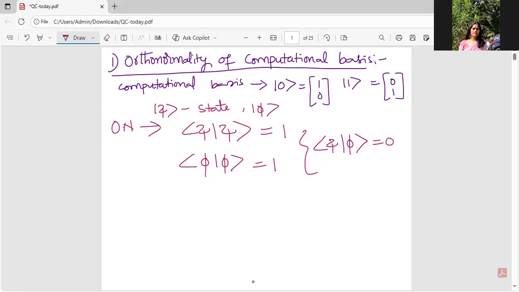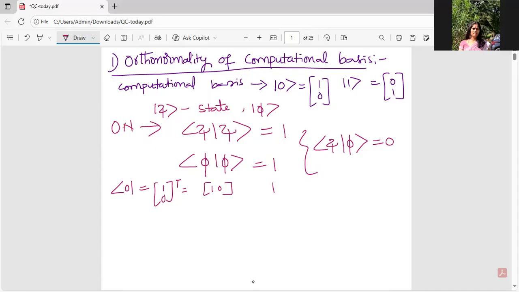That means orthonormality is: the inner product of a ket with itself should be 1, and the inner product between two different kets should be 0. Now coming to the computational basis. I already have ket 0. What would be its dual? Bra 0 would be just the transpose of ket 0, guys. So the column vector becomes a row vector.